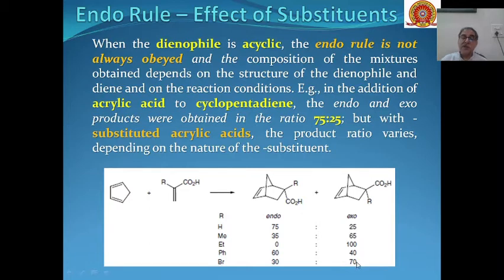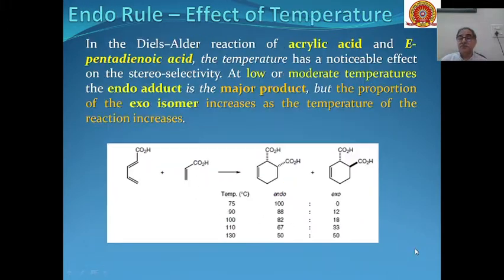The reason probably is that as we replace this with a bigger group, the secondary interactions decrease. Secondary orbital overlap decreases as we change the type of substituent present on this diene. Then another example, acrylic acid and E-pentadienoic acid.